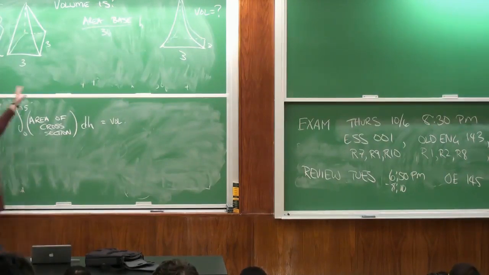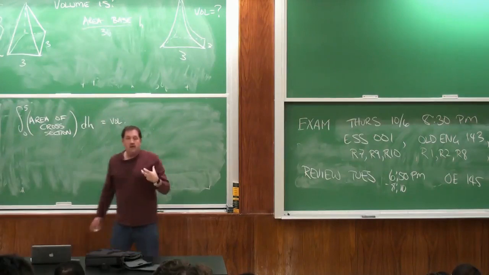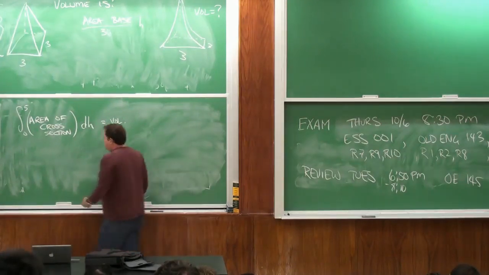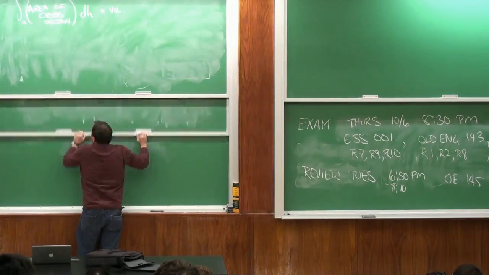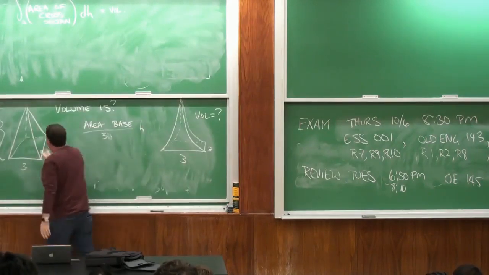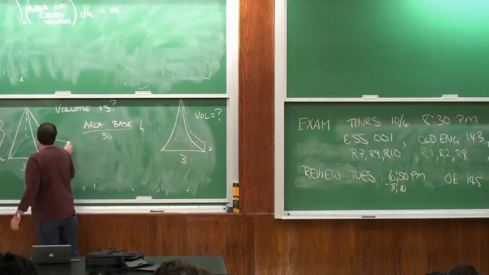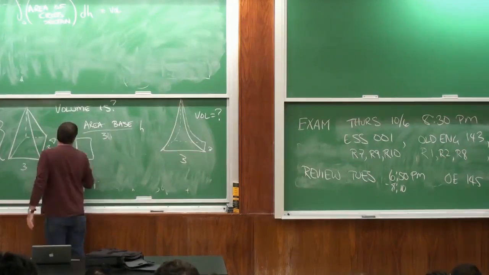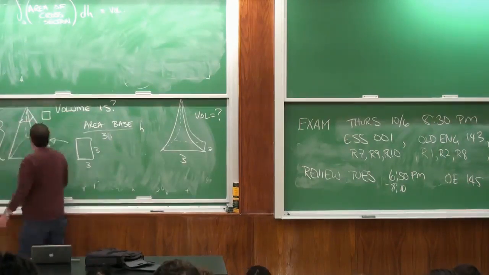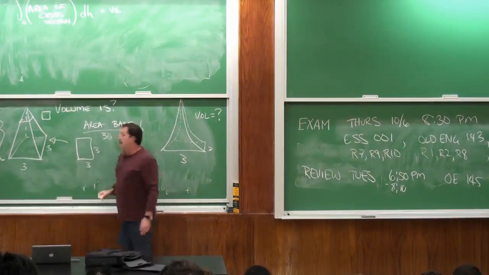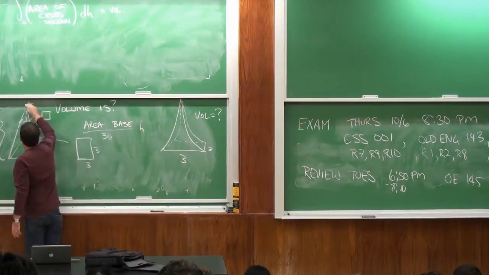Here, it's a little more complicated. The slices are not always the same size. If I slice this thing down low, here my slice is big. Up here, my slice is small. And then here, my slice is a point.